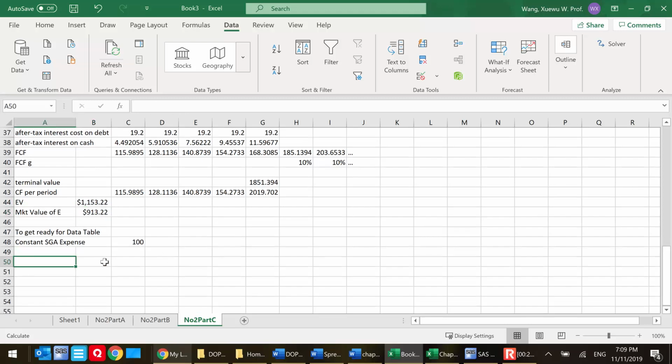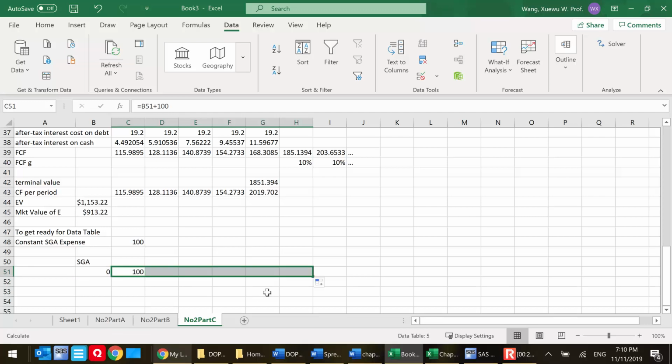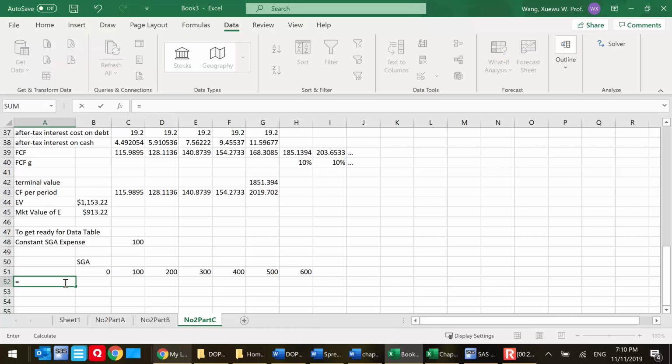Now I'm going to build a data table. I'm going to look at SGA expenses from 0 to 600, as the question says. It doesn't mention the increments, so you have a little degree of freedom here. How about we just add 100 each time? So from 0 to 100, 200, 300, 400, 500, 600. And now I'm going to look at the sensitivity of the equity value, so that's this number here.